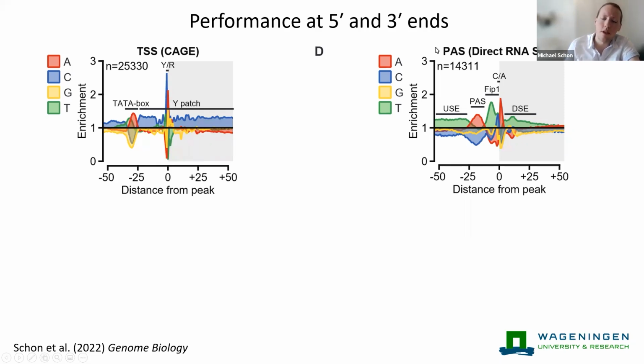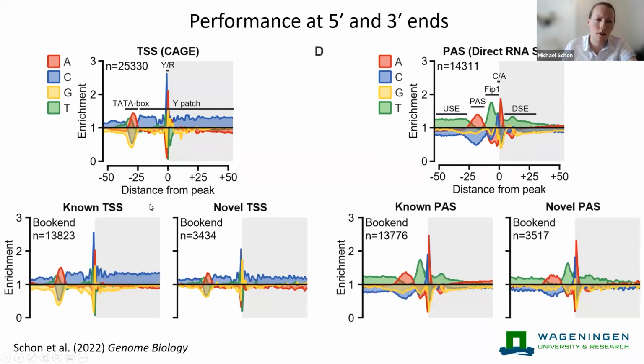Similarly, direct RNA-Seq can show us what the nucleotide enrichment around 3' ends, around polyadenylation sites, looks like. And if we compare the ends of my annotations built by Bookend, we can see that it fully recapitulates the motifs seen at 5' and 3' ends, not just for sites that we know about. So these are 5' and 3' ends that are present in the reference, but also if we subset for just novel 5' ends and novel 3' ends, those motifs remain intact.